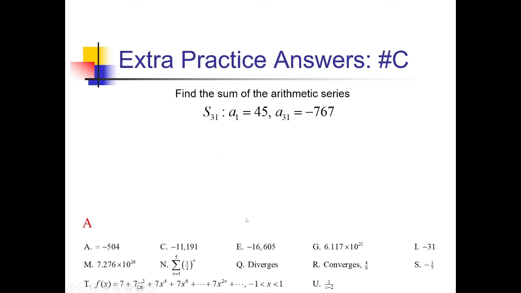For problem C, we want the sum of this arithmetic series that begins with 1 and has a 31st term of -767. So let me use my arithmetic sum formula. That would be n times a1 plus a sub n all over 2. So in this case, we're finding the sum of 31, and that is going to be, the n value is 31 terms, a1 is 45, plus a sub n is -767. Let's just plug all that in the calculator.